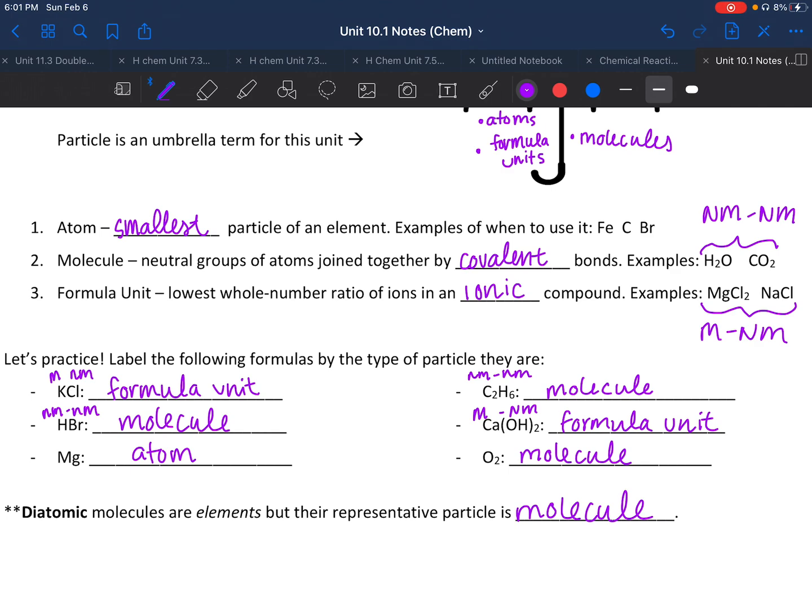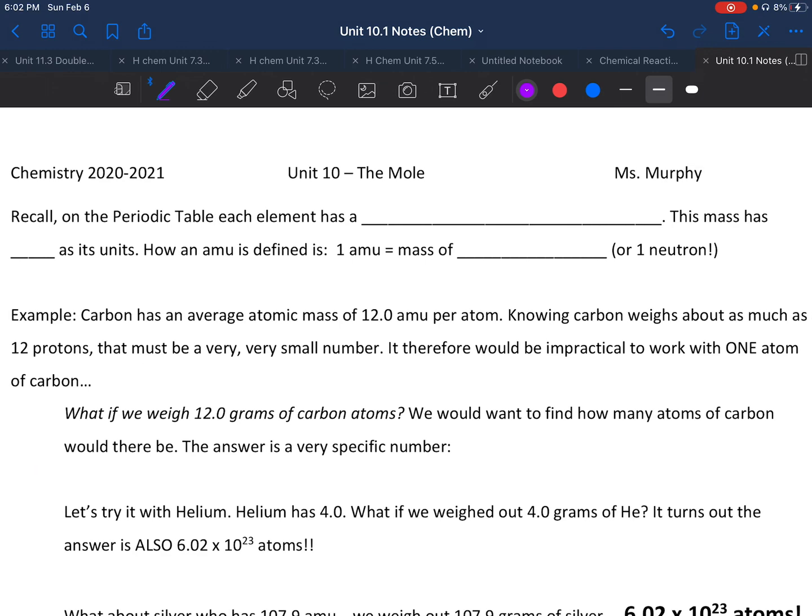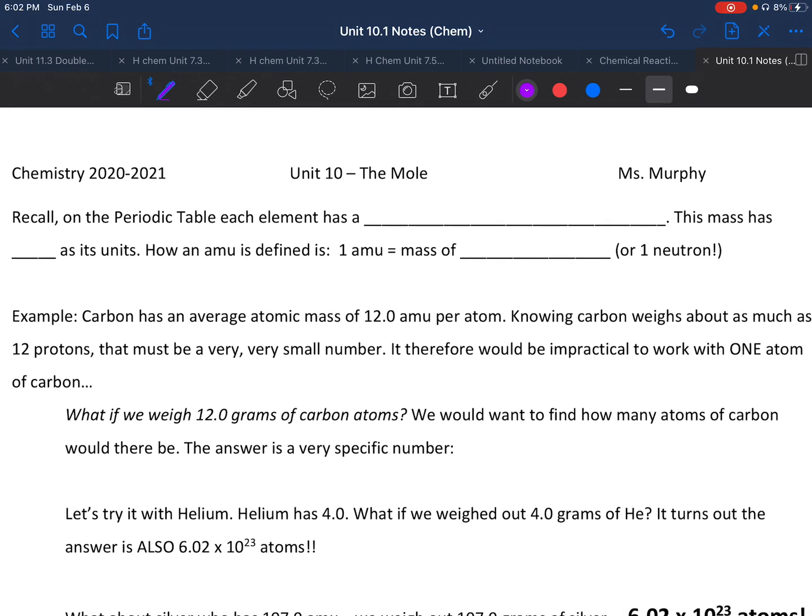All right, so now that we have this idea of representative particles, we're going to jump back into weighing by mass. We get to really get into using the periodic table and talk about that. And so moving on, we're going to introduce Avogadro's number, and it is very confusing. It is such a random number, but it actually has a purpose.